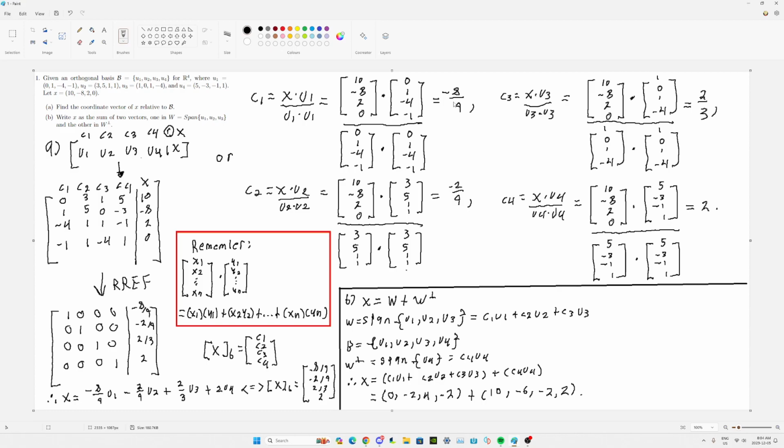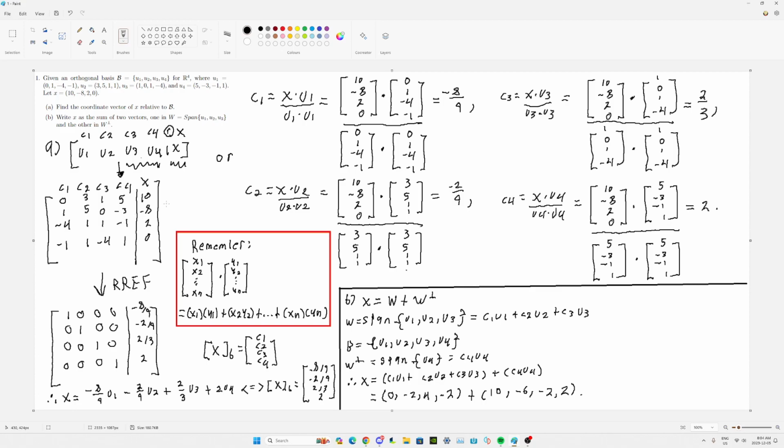We can do that two ways. I would recommend the second one, but the first one involves setting up a matrix. You're going to store your u1, u2, u3, u4 along the columns, as you can see over here. Let me just get my pen out. Since we want to solve for x, we're going to put that on the right side. So we set up the matrix: u1, u2, u3, u4, x.